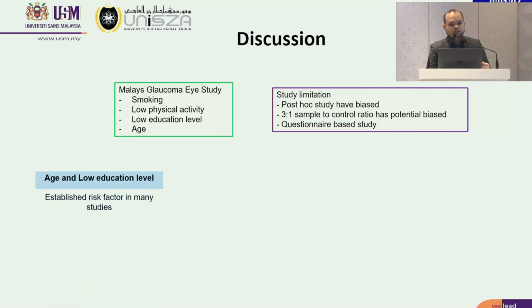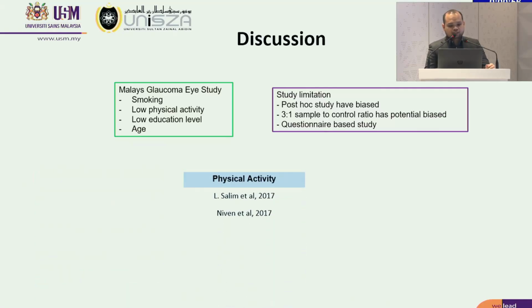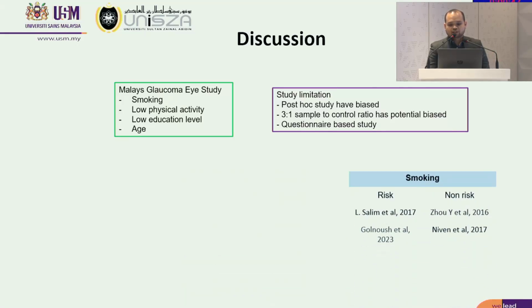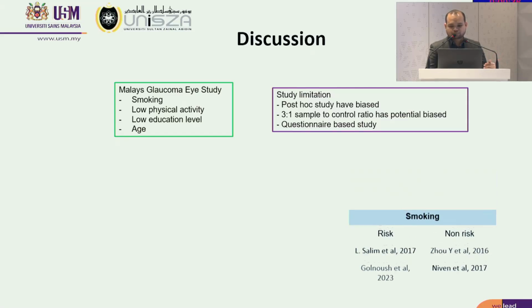So for age and low education level, there is no doubt because these are well-established risk factors shown in many various studies. And physical activity was also supported by a previous study by Al Salim and Niven in 2017. And for smoking, there is a meta-analysis by Zhou Wai et al. in 2016 that suggests no association between smoking and glaucoma.